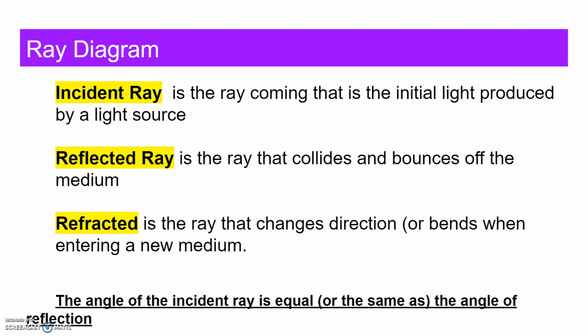Alright, so ray diagrams. The incident ray is a ray that comes in, that's the initial light produced by a light source. The reflected ray is the ray that collides and bounces off the medium. The refracted ray is light that changes direction or bends when entering a new medium. And by the law of reflection, the angle of the incident ray is equal to the angle of reflection.